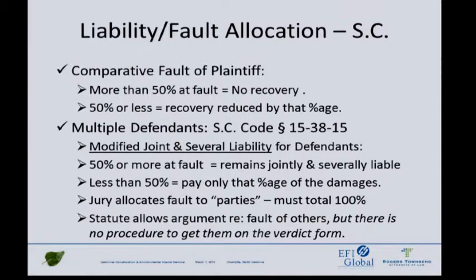So if you're a defendant, the jury gets a verdict form. If there's more than one defendant, the jury allocates fault between the plaintiff and all of the defendants. Any defendant who is found less than 50% at fault only pays that percentage of the damages. So if I'm only found 25% at fault, the plaintiff can't come to me and say, you're the one with money, you pay the total damages and then seek contribution. And that's the unfairness to a defendant.